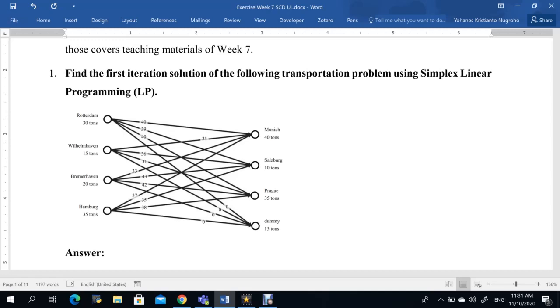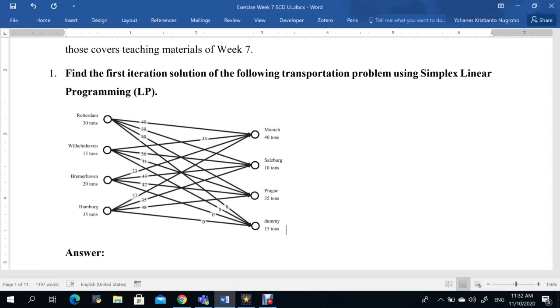have 4 destinations in Munich, Salzburg, Prague, and also a dummy destination. From each particular source to its particular destination, there is a cost of transportation at a particular price. For instance, from Rotterdam to Munich, the price per unit of products is 40 euro in this case. And each source has a particular capacity of delivery.